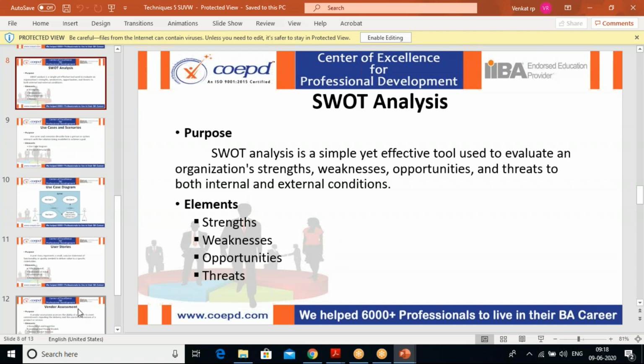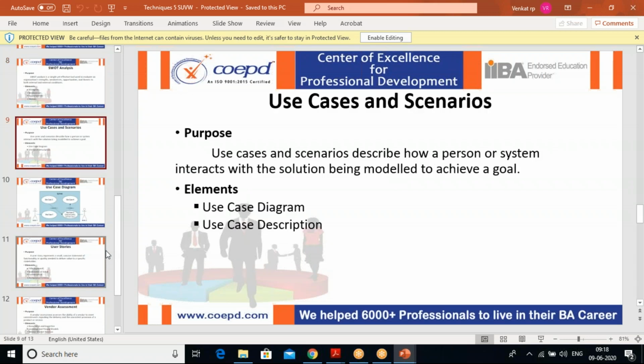Okay, so in that way we can do this SWOT. And after SWOT we have use cases and scenarios, like the use case description document. We all know about use case diagrams. Initially it is a context diagram in DFD. Here we can draw it as a use case diagram.